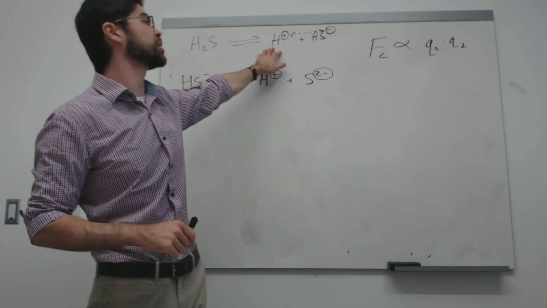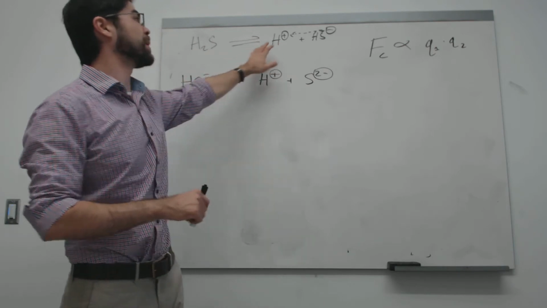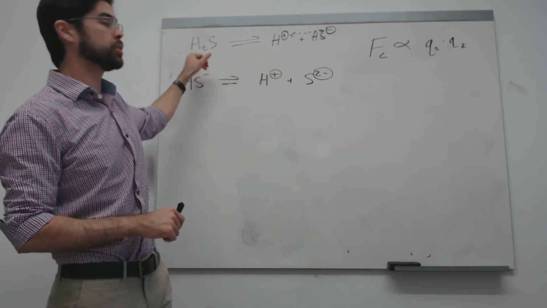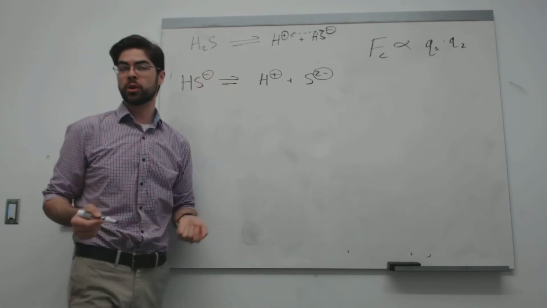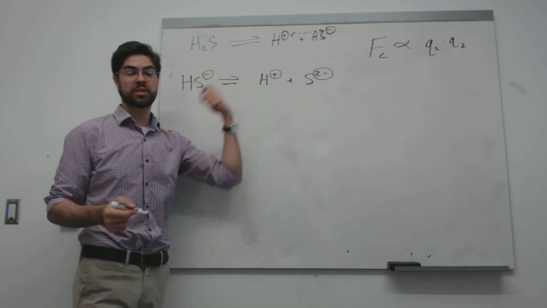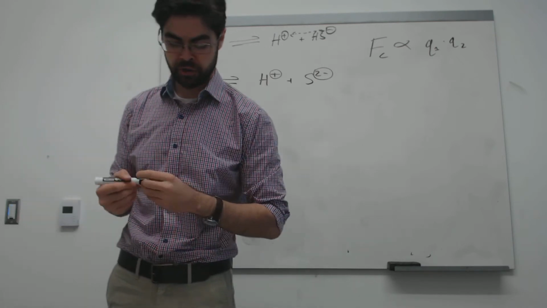Previously it was neutral, and I'm trying to pull away a positive charge from a neutral molecule. Then when I try taking away the second one, the molecule is already negatively charged, and that proton is inherently attracted to that negative charge.